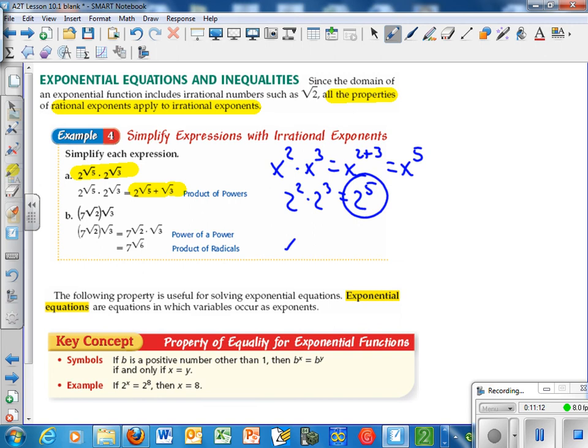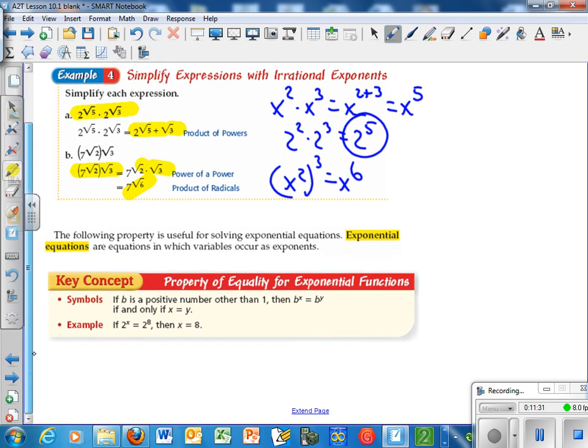Power to a power rule, if I have x squared to an outside power of 3, it's x to the sixth. I multiply the 2 and 3. Well, that's what they're doing here. Power to an outside power. Now these you multiply, so I multiply the things underneath, so it'd be 7 to the square root 6 power. So those power to a power and the product rule apply even if they're irrational exponents with roots in them.